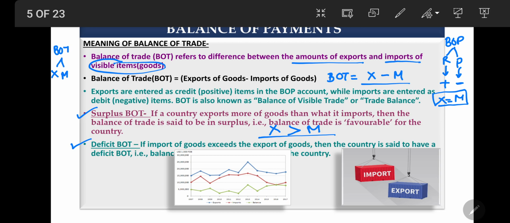And what is deficit balance of trade? Deficit balance of trade is when imports of goods are more, that means you are paying more than what you are earning through exports. In that case, the balance of trade is considered as deficit. So just a recap: for balance of payment, please remember it is receipts and payments terms which we are using to explain BOP, and for balance of trade you are using the terms exports and imports to explain the term BOT.